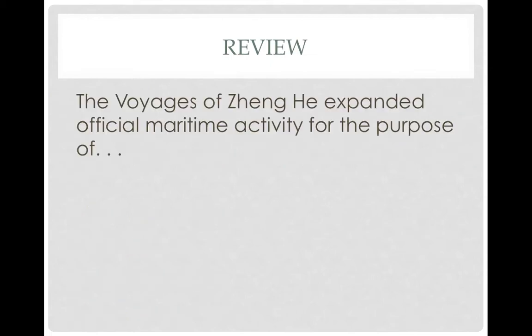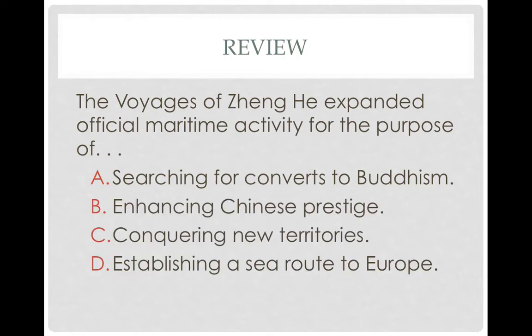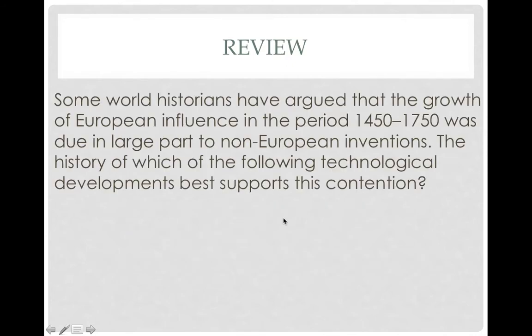Next review. The Voyages of Zheng He expanded the official maritime activity for the purpose of searching for converts to Buddhism, enhancing Chinese prestige, conquering new territories, establishing a sea route to Europe. Answer: enhancing Chinese prestige.